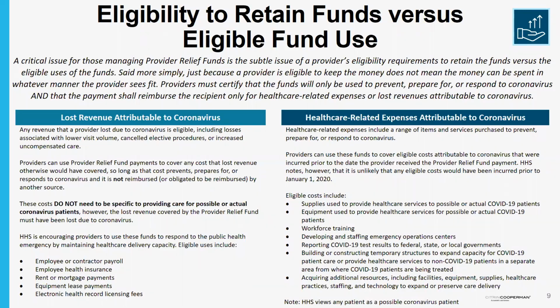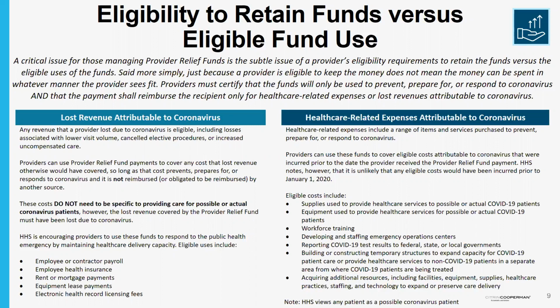So the real question has been, what does that really mean? Any revenue that a provider lost due to coronavirus is eligible, including losses associated with lower visit volume, canceled elective procedures, or increased uncompensated care. And providers can use Provider Relief Fund payments to cover any costs that lost revenue otherwise would have covered, so long as that cost prevents, prepares for, or responds to coronavirus, and it's not reimbursed by another source.